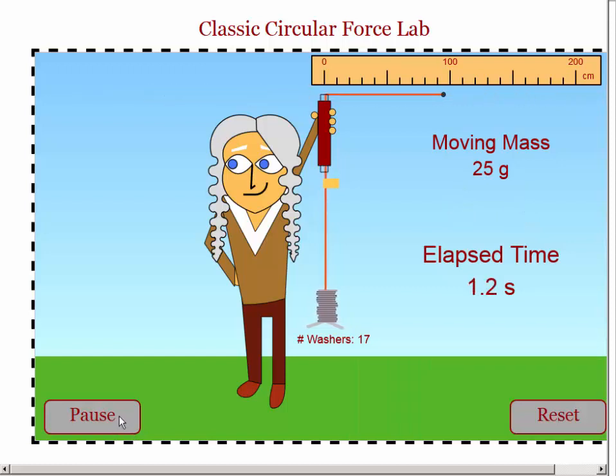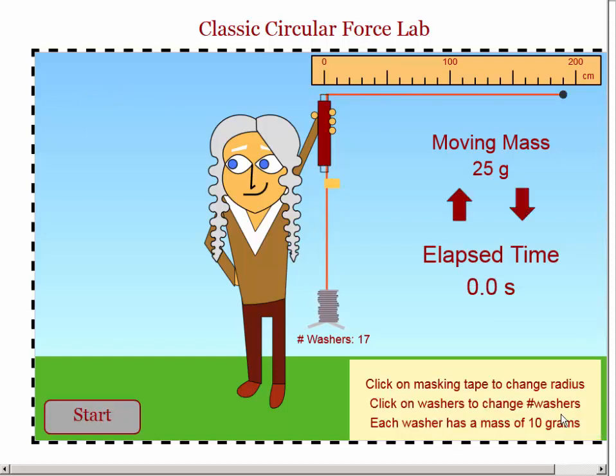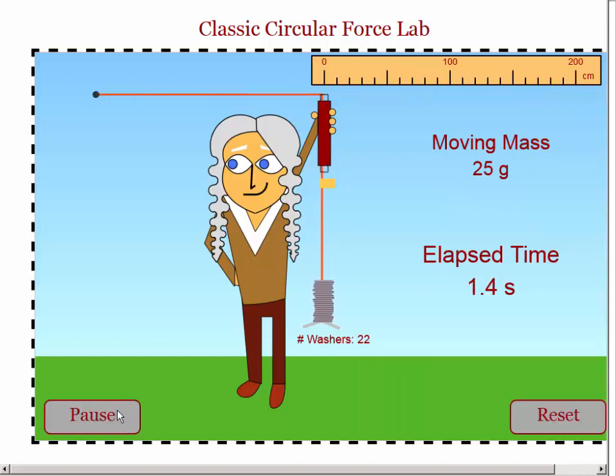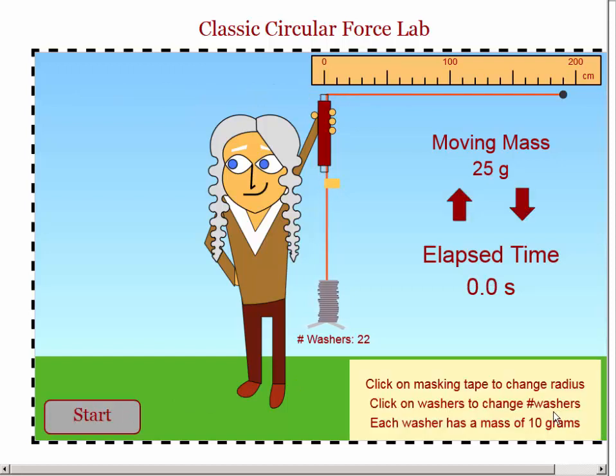So we're going to click start, and you're going to count the time that it takes to do 20 full revolutions. And then you're going to change the number of washers, and then you're going to do that again. And you can note that it's definitely swinging faster right over here. And you're going to do that for several sets of washers.